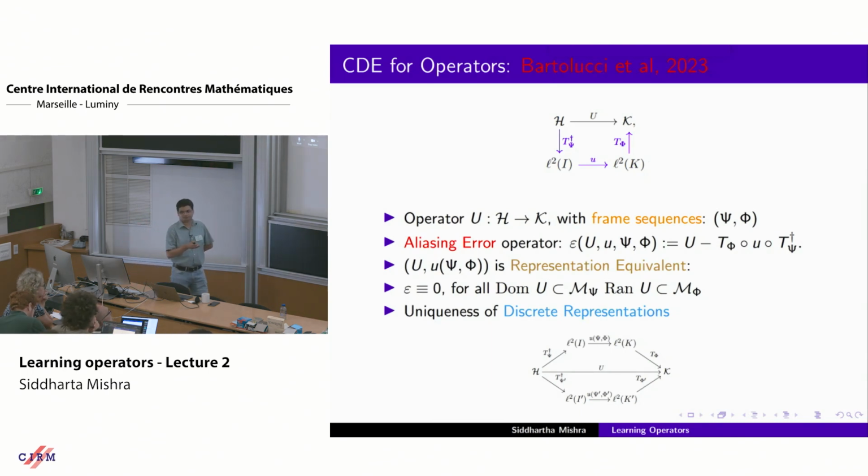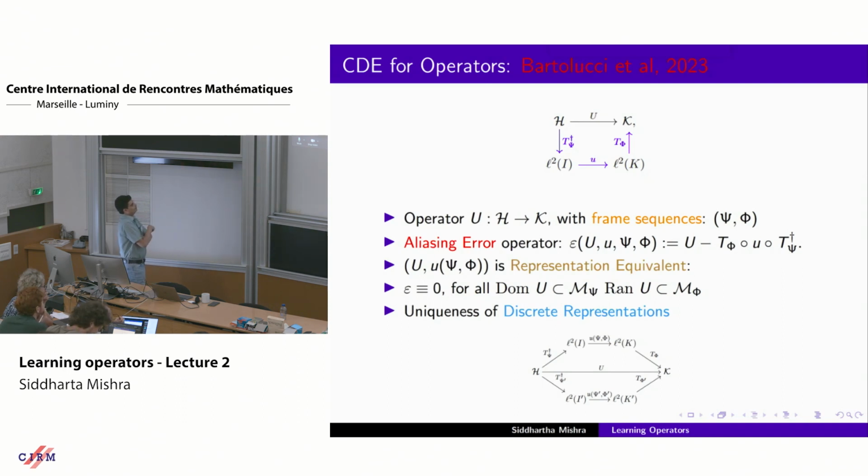This is just a generalization of what we had seen before. It's a mathematical formulation of that. In general, this could be non-zero, right? If you take a general operator and a general frame sequence, this is going to be non-zero. Now the whole point is we want this to be 0, right? We want this to be 0 because we want equivalence between the continuous and the discrete. If not, then we have to estimate this aliasing error. But for the time being, let's want this to be 0.